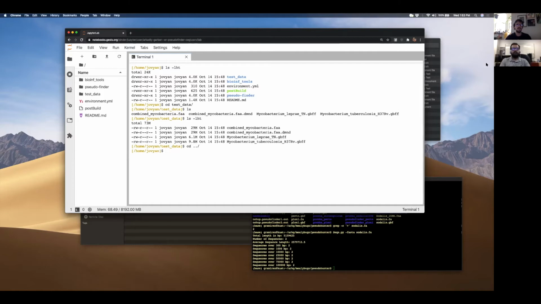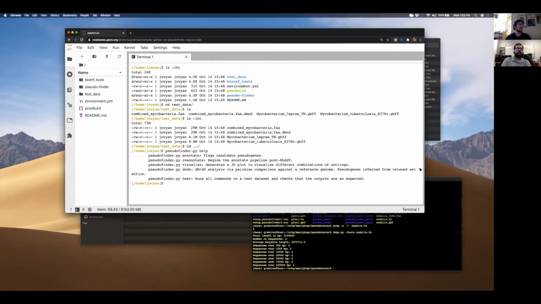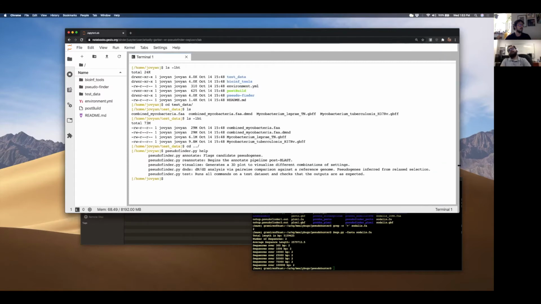Okay, so let's print the Pseudo-Finder help menu, and we're going to see that there's a number of commands that we can run. There's the annotate, re-annotate, visualize, DNDS, and test. I'm not going to go over visualize and test. And test is something that you can run on your own system when you download the GitHub repository for Pseudo-Finder, because this requires some files that are not present in this Binder tutorial.